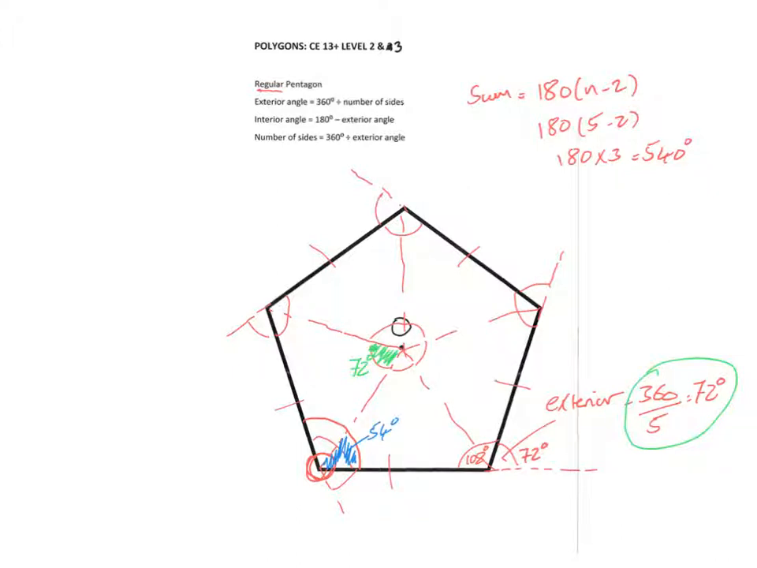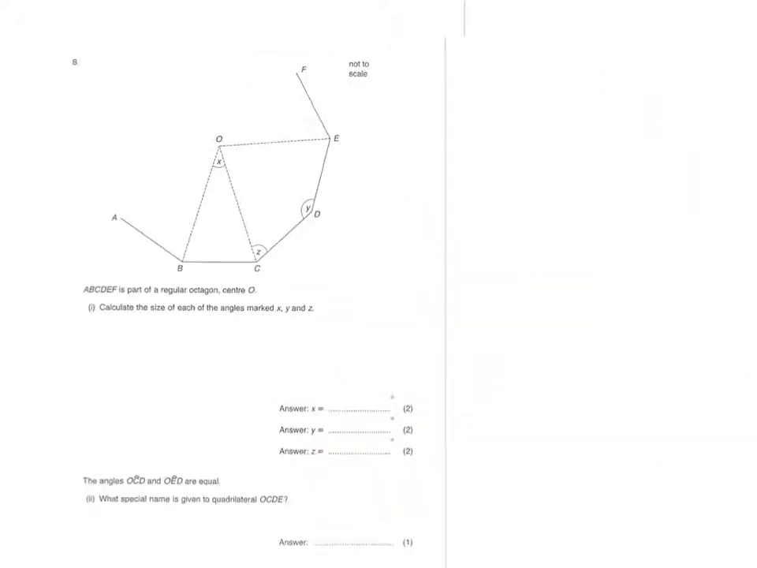Now, let's see what happens when we then try to apply some of this to a typical level 2 style question. Okay, so here we are, where we are told that A, B, C, D, E, F is part of a regular octagon. So that is the key piece of information. Okay, where an octagon has 8 sides.